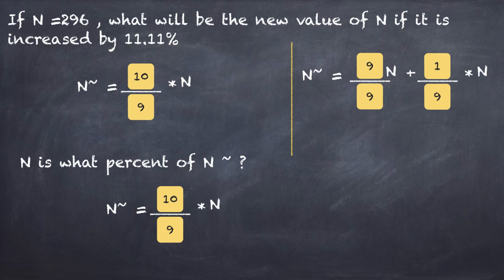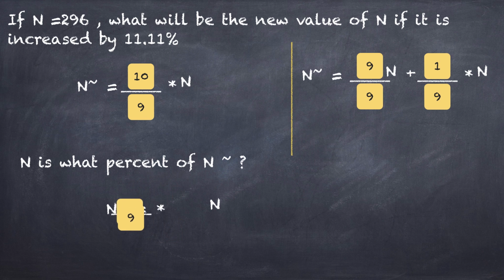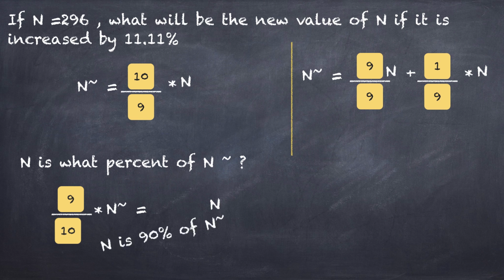Let's try one more example. n is equal to 296. We're not really interested in the value. Let's say n was increased by 11.11% to get to n dash. And the question is, n is what percent of n dash? I know from the first part of the question that n dash is 10 by 9 of n. All I have to do is flip the multiplying factor and I get n is equal to 9 by 10 of n dash. 1 by 10 is 10%, so 9 by 10 would be 90%. So n is 90% of n dash.